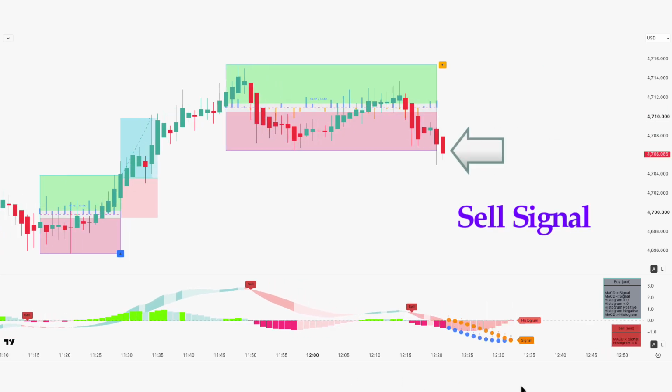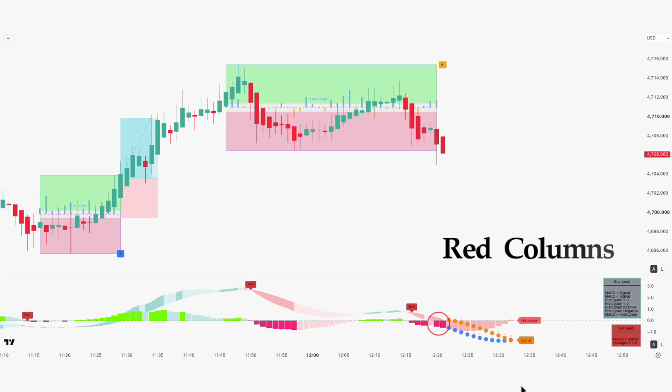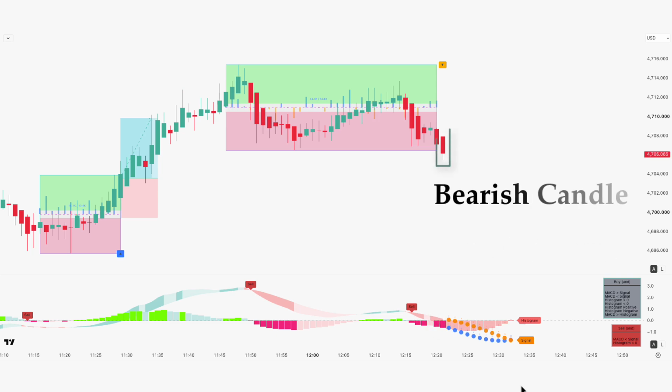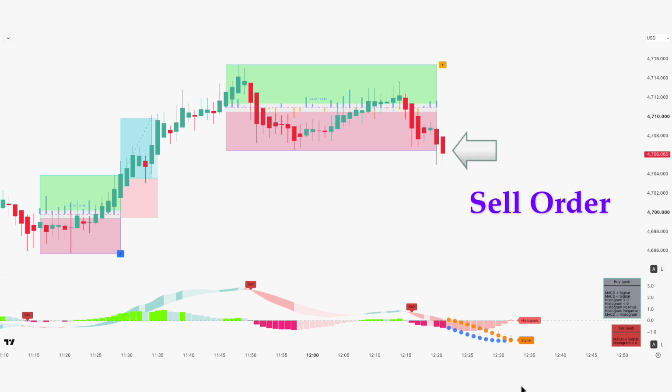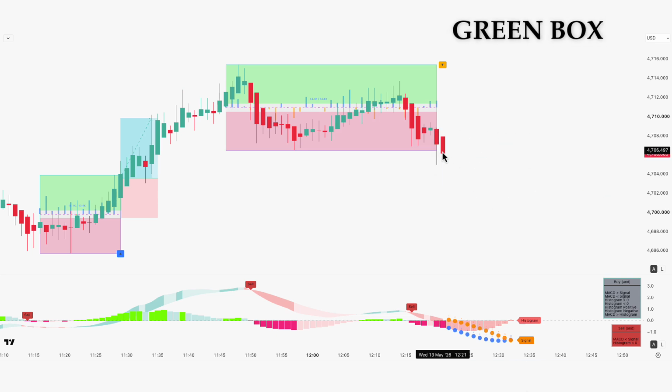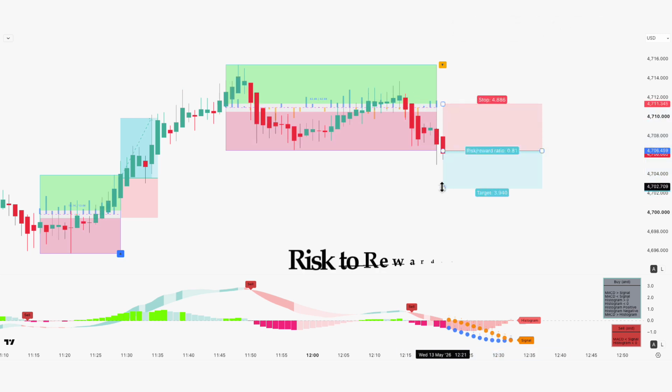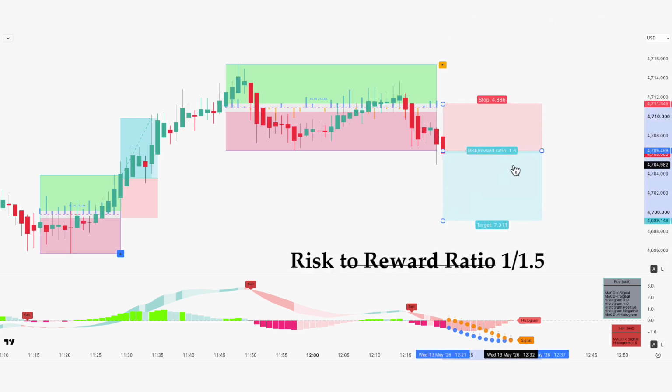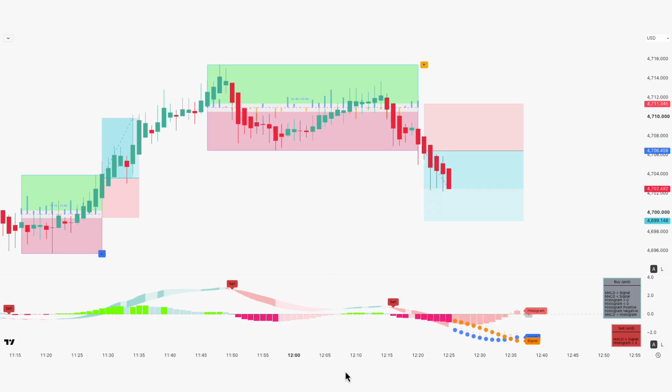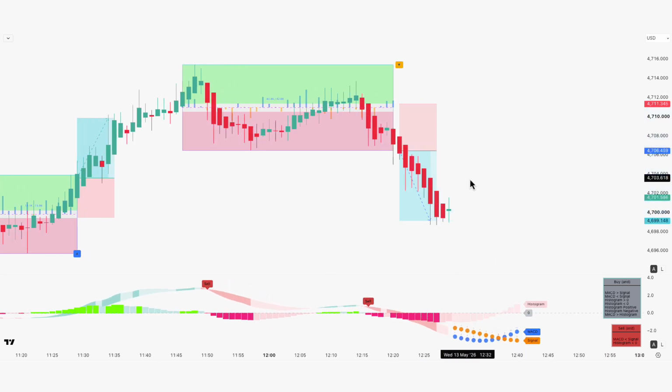When the liquidity breakout label down appears, this is a sell signal. The MACD forecast colorful indicator should show red columns. And the market should form a bearish candle. If this condition is fulfilled, then we will place a sell order. Our stop loss is to be placed at the green box, and the risk to reward ratio will be 1:1.5. The market has completely hit the target.